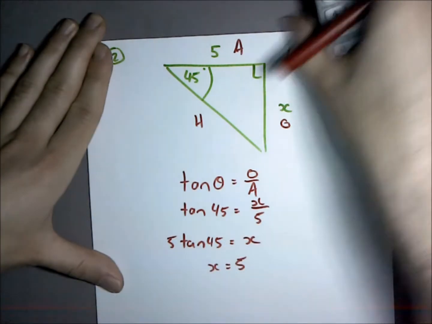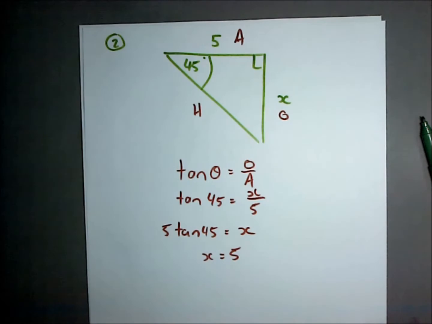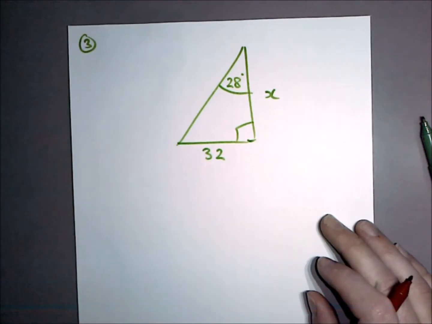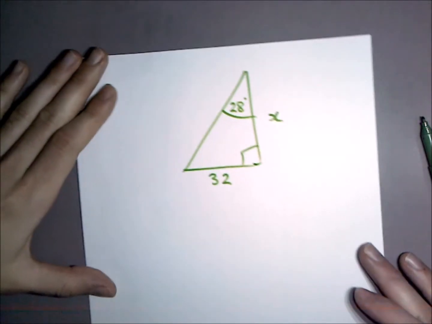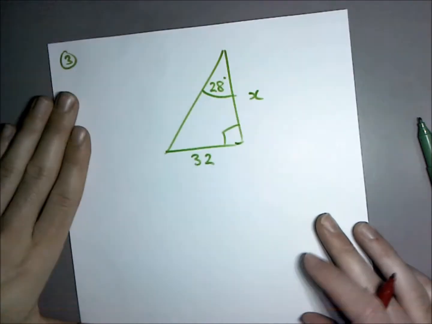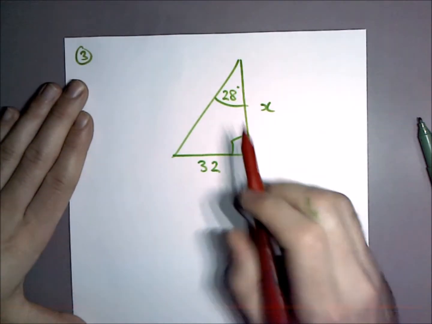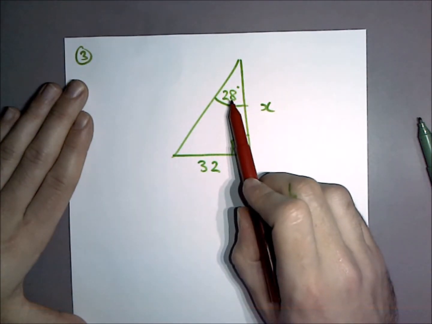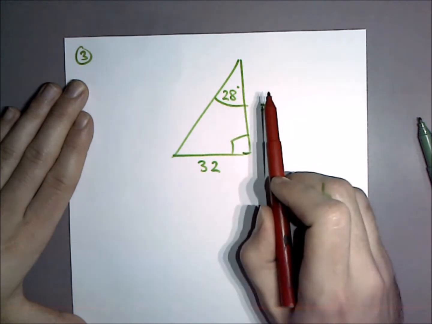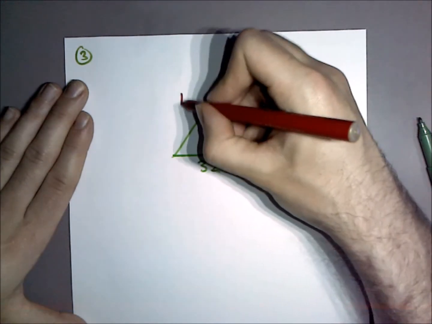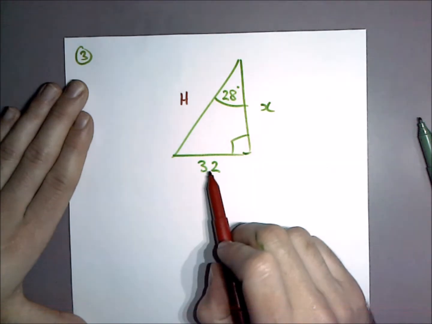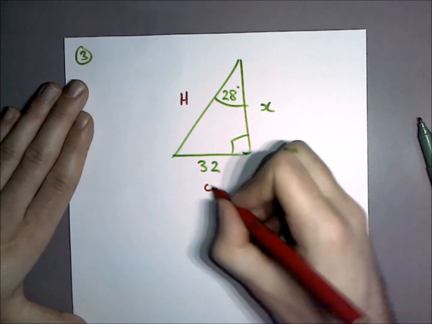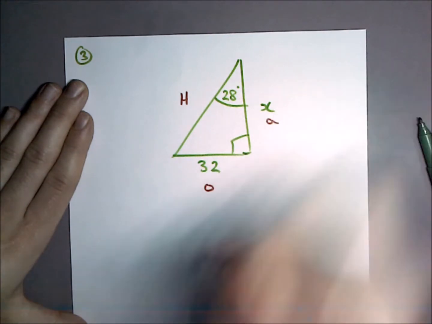And that's our solution. Now sometimes you'll end up having the variable on the bottom. So we'll do an example of that. This will be the last one. So for this one, we've got an angle up here. We'll label the sides first. So we've got the hypotenuse. Down here we have the opposite. Over here we have the adjacent.